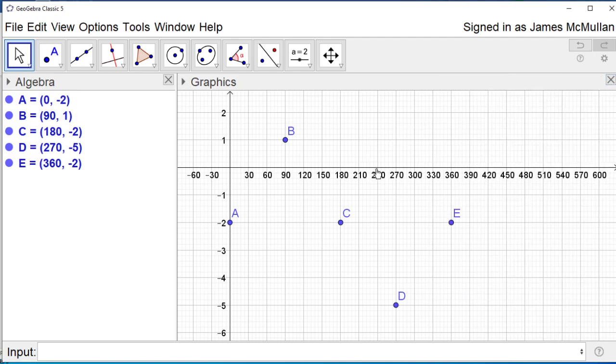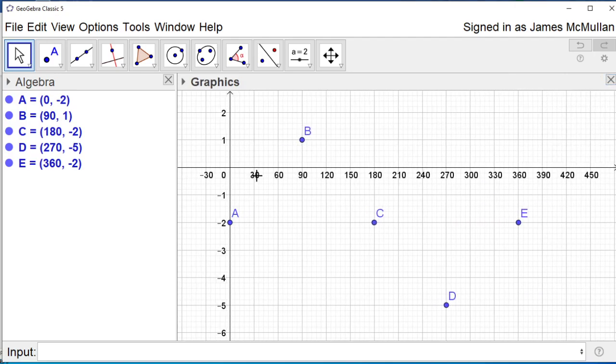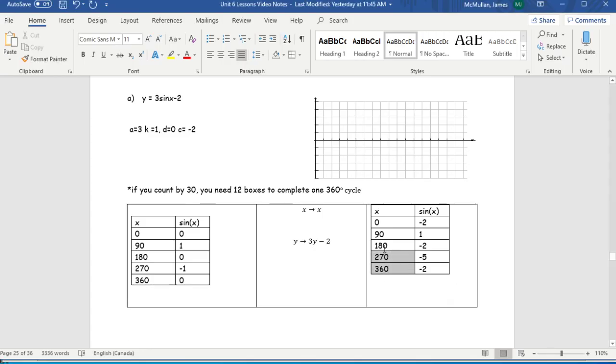So basically on your graph, your 1, 2, 3rd box would be where you draw B. 1, 2, 3 boxes over, you draw this point. 1, 2, 3, you draw this point, and then 1, 2, 3, you draw that point. So the first mistake people make here is they don't count by a logical number. In general, 30 is a good number to count by, but you have to make sure that whatever your transform table shows is going to fit.